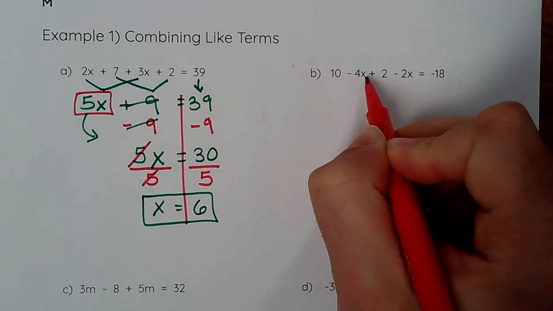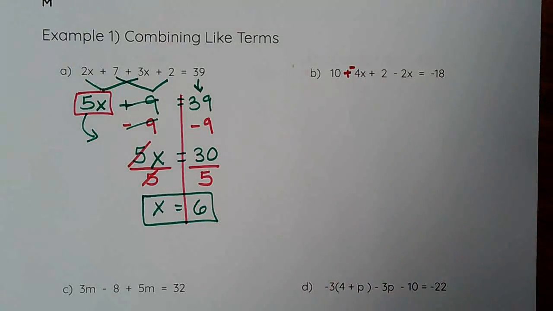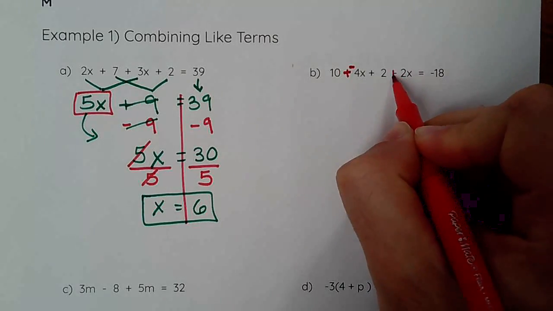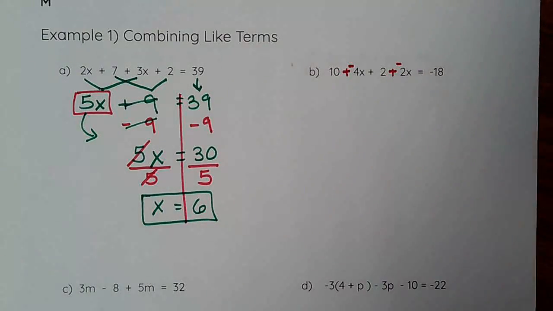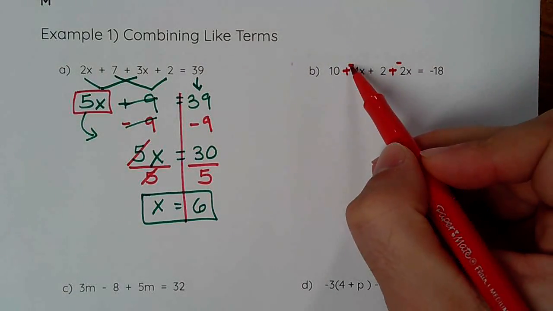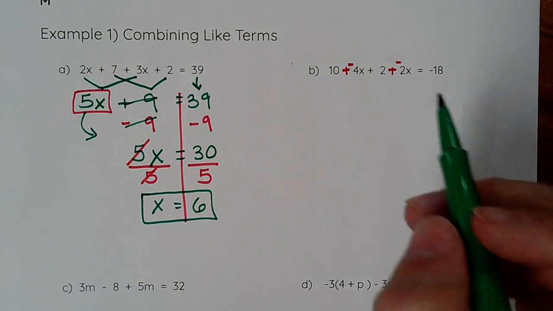Now we can change minus 4x to plus negative 4x. Those are equivalent. The minus 2x will then become plus negative 2x. Don't forget that if you change that subtraction to addition, you have to also put that negative on the value or else you would lose it altogether. Let's go ahead and first check for distribution. Nothing to distribute here, so we'll move to the second step of combining like terms.